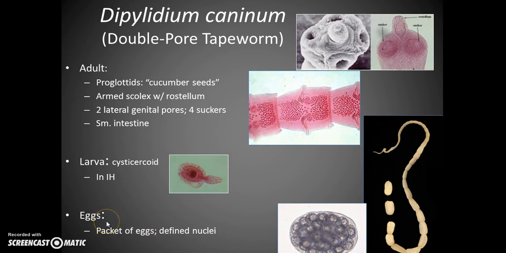The eggs of Dipylidium caninum are unmistakable. They are oval in shape. They're rather large. You can usually point these out under low power of your microscope right away. And inside of these eggs, there are very defined embryos. And each of these embryos, when this big egg hatches, can actually have the potential to become a cysticercoid larval stage. So we call this a packet of eggs, and it has very defined nuclei.